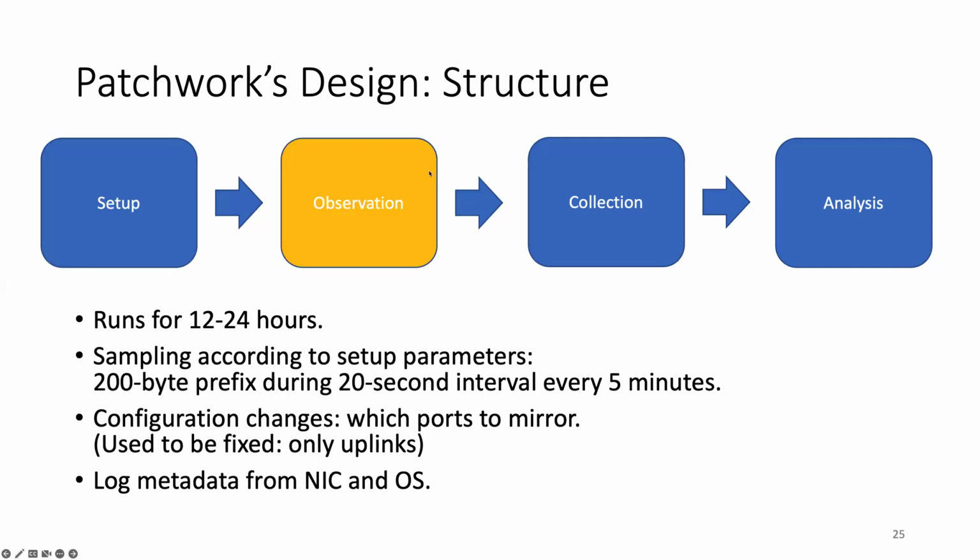So then the observation phase, this is what lasts 12 to 24 hours. This is where we're hoovering data up. The parameters that we use are: we truncate it to 100 bytes and we run samples that are 20 seconds long over a port, and we do this every 5 minutes. We also adapt, we call this strobing, which ports we're monitoring. I'll say more about this in the next slide.